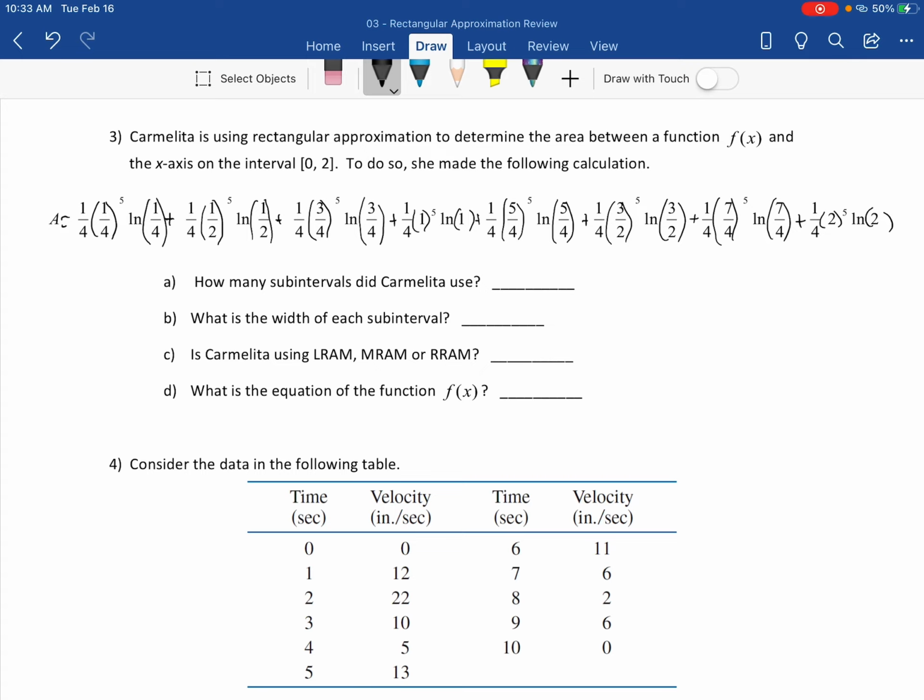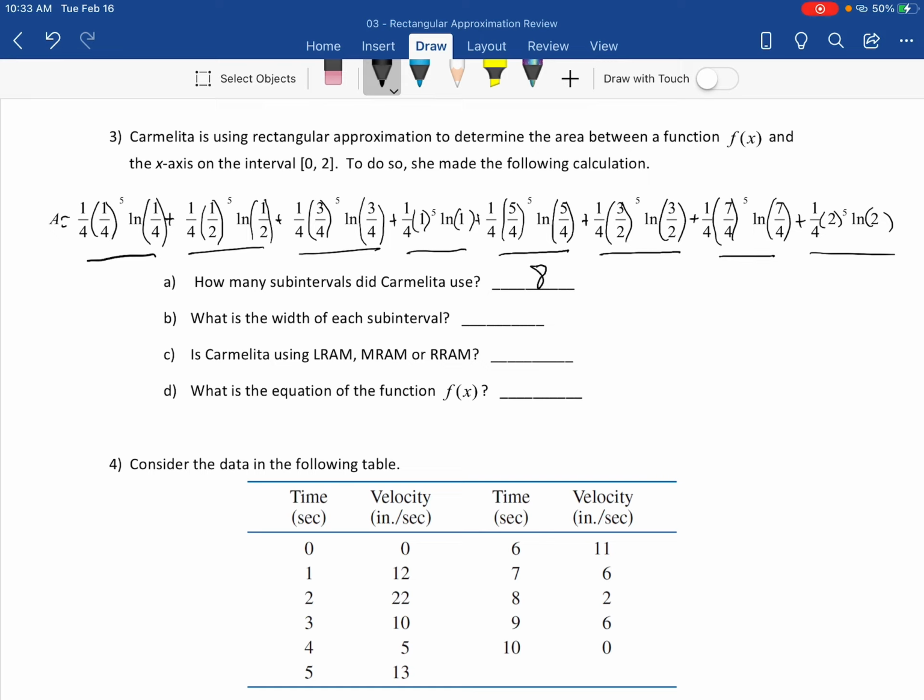Next question. Carmelita is using rectangular approximation to determine the area between a function f(x) and the x-axis on the interval 0 to 2. To do so, she made the following calculation. So she did all this work here, and our job is to figure out what it is she did. It asks how many intervals did she use, and if you just look at how many terms there are, let me count them: 1, 2, 3, 4, 5, 6, 7, 8 different terms that she used.